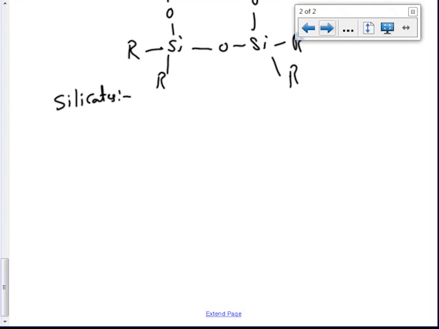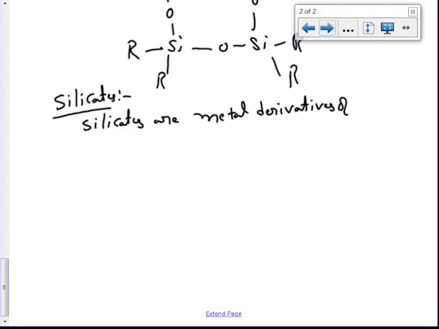Next one is silicates. What is meant by silicates? Silicates are metal derivatives of orthosilicic acid.